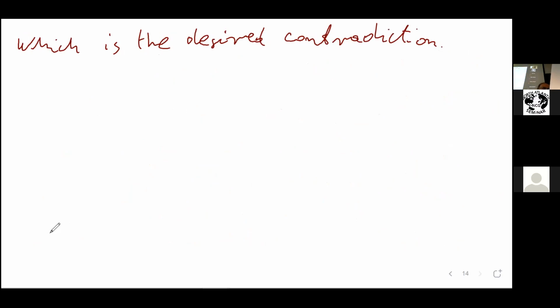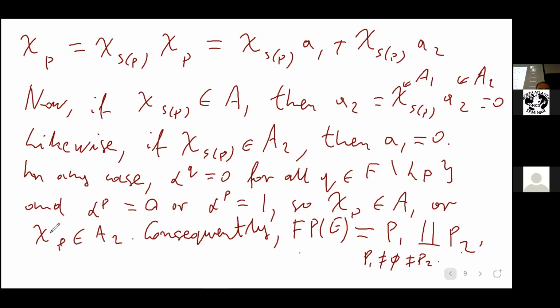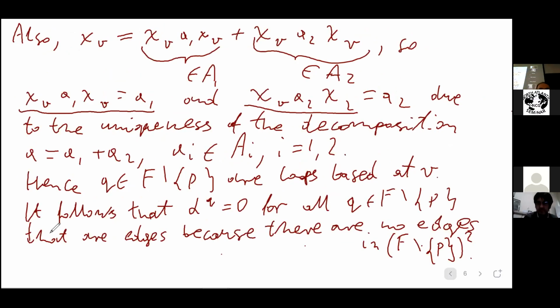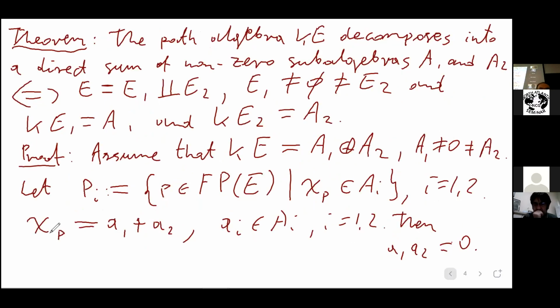we are done. We proved the first implication. This is so much better than writing on a blackboard, because now I can just go back to my theorem and point for you what I have in mind. You see, we proved that if our path algebra KE decomposes into a direct sum of non-zero subalgebras, then we can decompose our graph into non-empty disjoint subgraphs, and moreover, which is important for applications, A1 is equal to K of E1 and A2 is equal to K of E2.